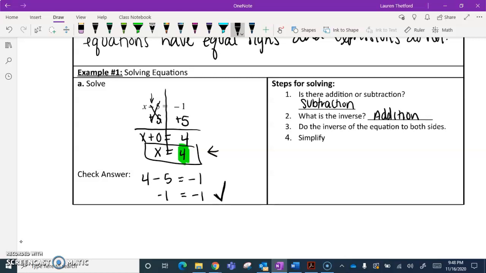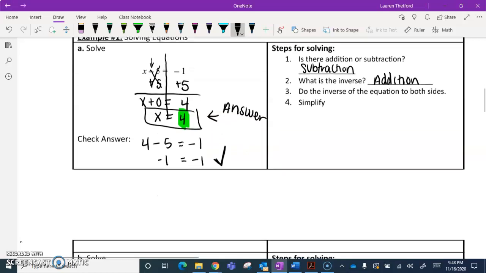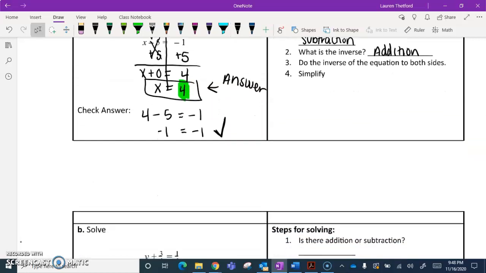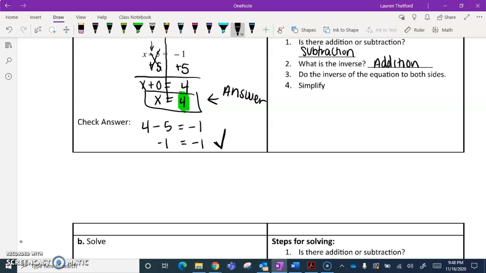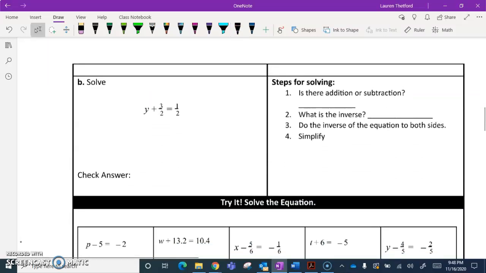So this 4 is what we would put into Big Ideas. That's our answer. And then down here is just checking our work. What's nice is we can actually check to make sure that every single answer that we get is correct. On your test, on your homework, no matter what it is, we can always plug in our answer to that equation and make sure that we got it right. If we didn't, then we need to go back to our equation up here where we solved it, and we need to fix it. So let's do another example.